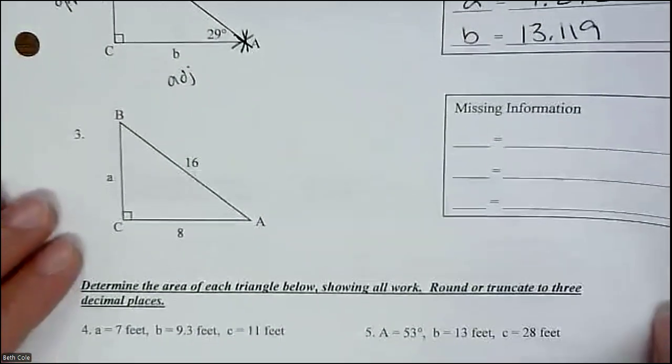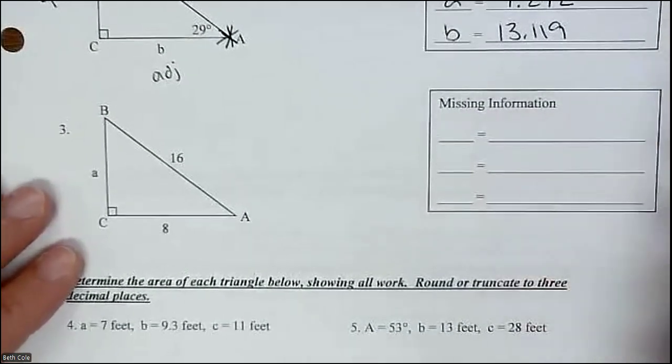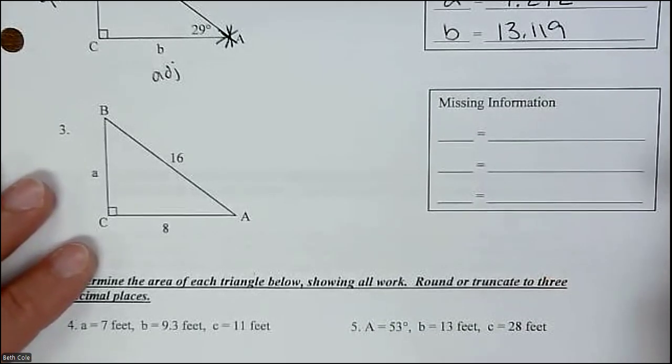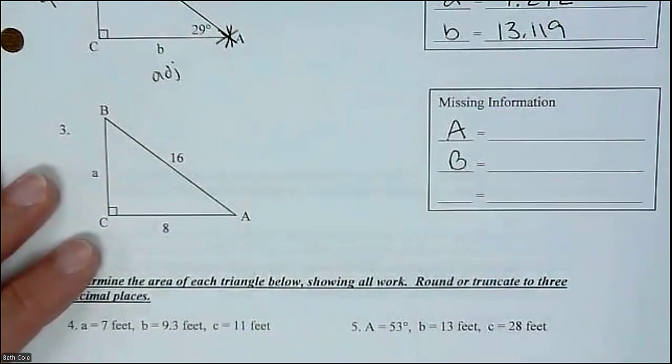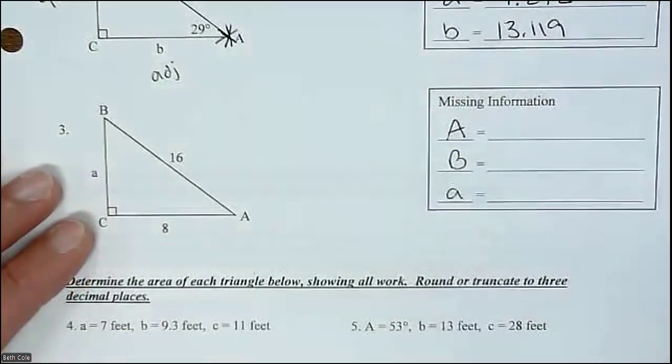All right, number 3. What are we missing? Let's make our little scavenger hunt list here. Big O. Yeah, I like to do the angles first. It doesn't really matter in this case, but I like to do the angles first and then, yeah, little a.